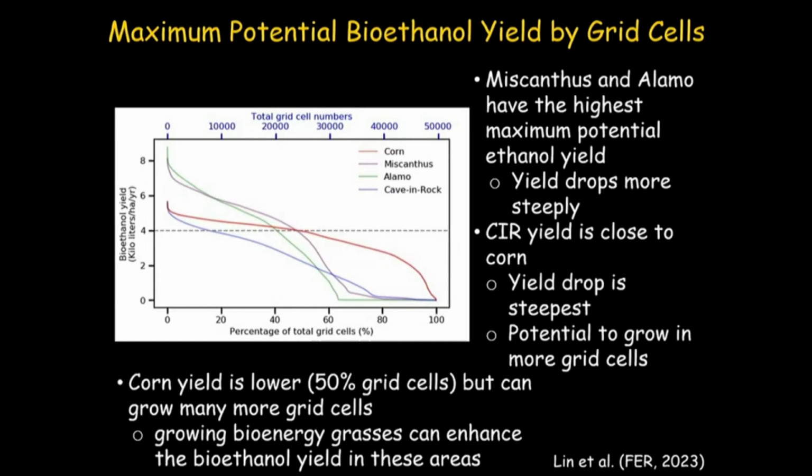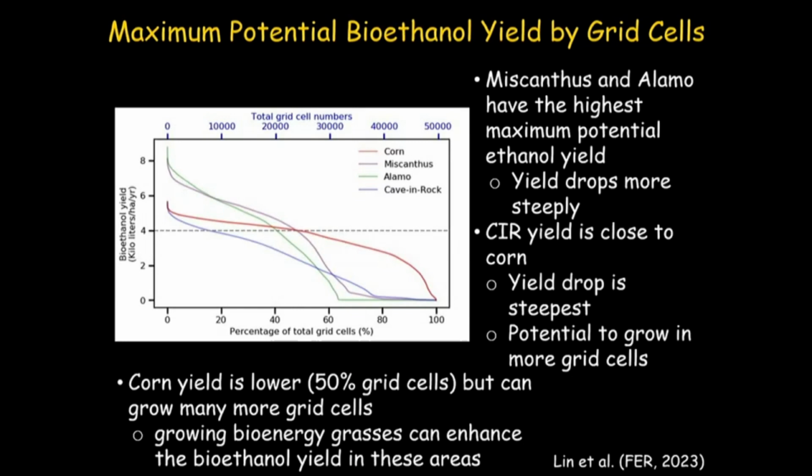But it drops very sharply, here. In the case of both miscanthus as well as Alamo, and this one is Kevin rock, its yield is lower, and it also drops sharply. You can see the percentage of grid cells with high yield for these crops. The good thing is that it drops very fast, but it can grow much longer. It means it can cover much higher grid cells to grow. So that's something positive for these crops.